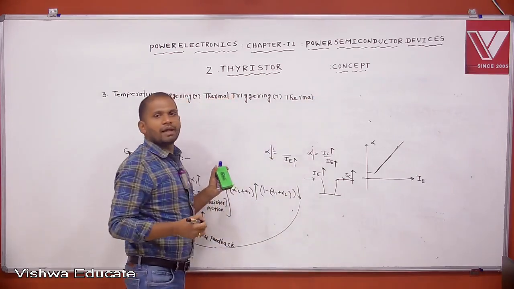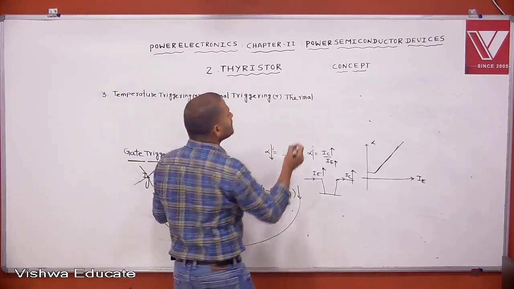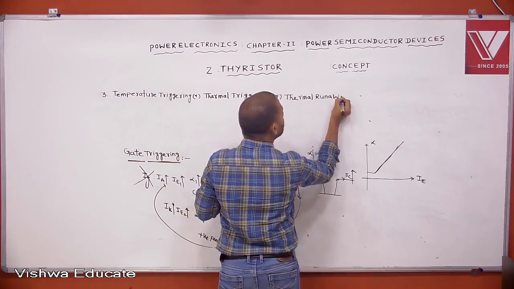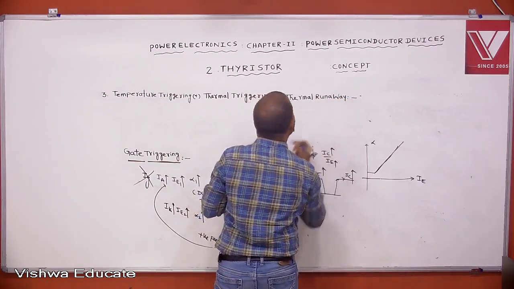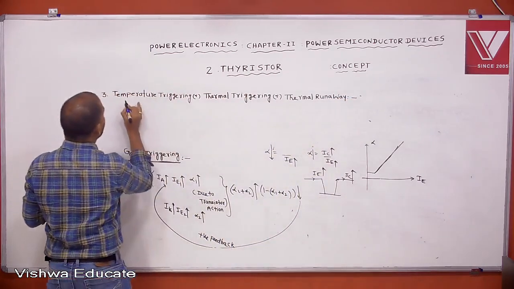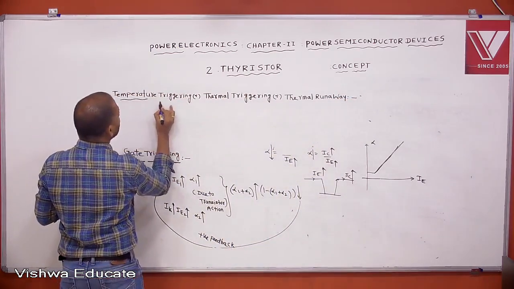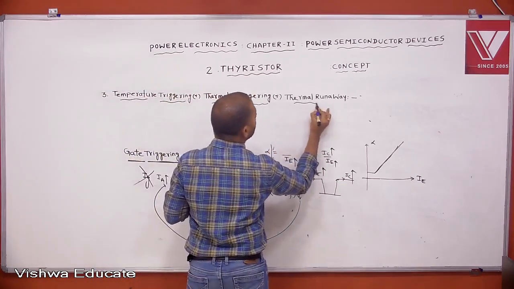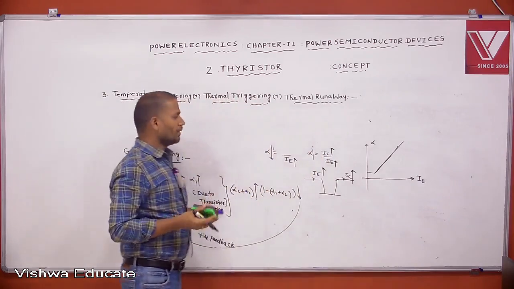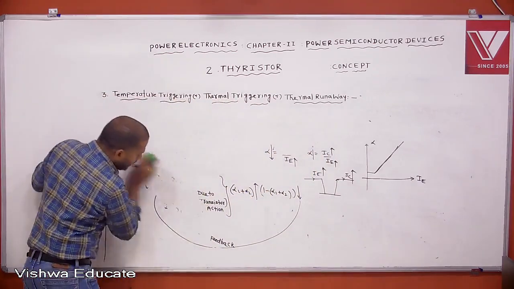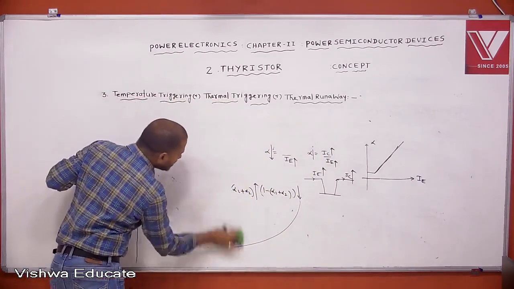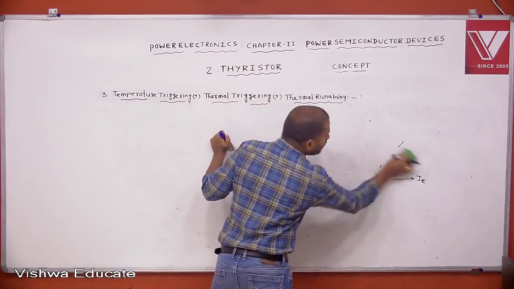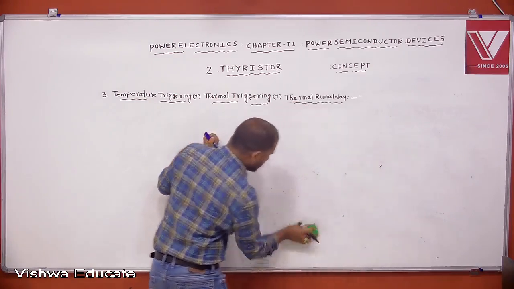We can explain thermal runaway of SCR like this. This is temperature triggering, thermal triggering or thermal runaway. Now this method is also explained by using two transistor analysis, that is the basic equation.